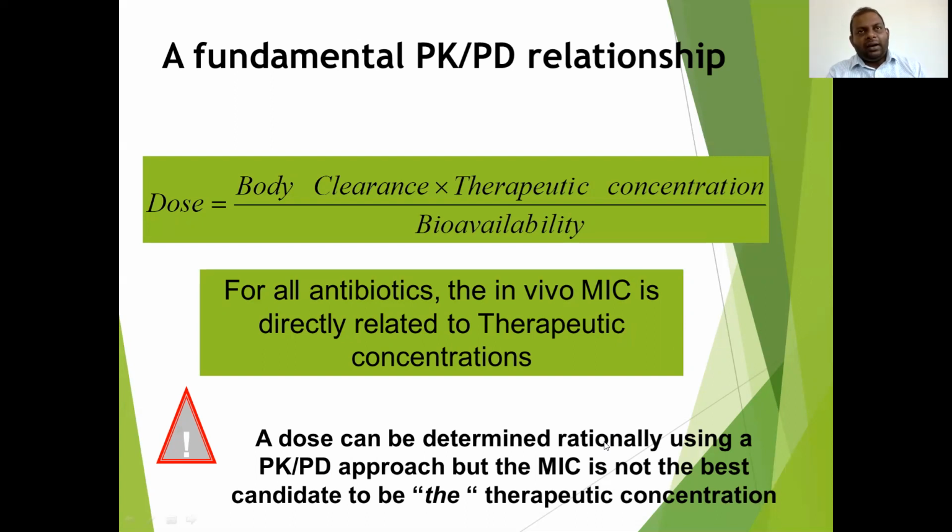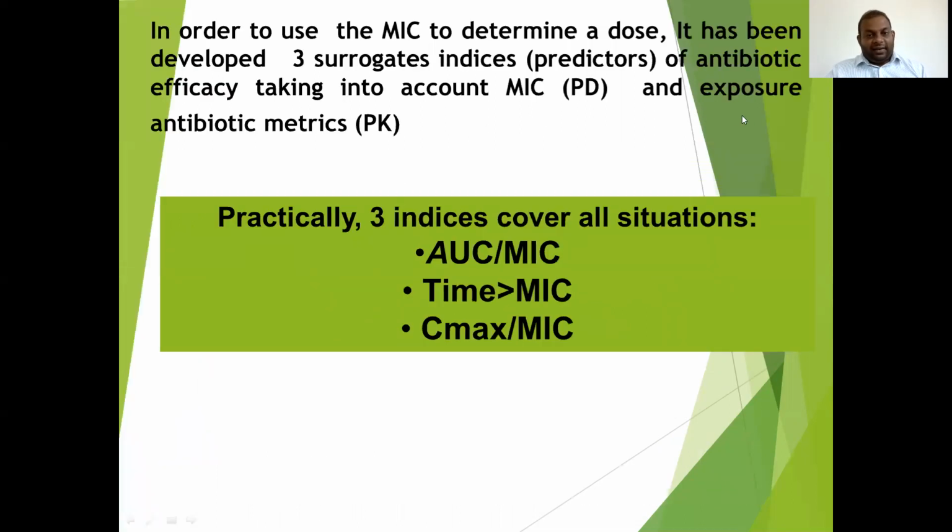For that, there are pharmacokinetic and pharmacodynamic parameters. The PK/PD relationship is ultimately driven by several parameters. There are three: one is 24-hour area under the curve over MIC, time over MIC, and Cmax over MIC. These are the three main parameters. MIC is the pharmacodynamic part. Area under the curve, time, Cmax are distribution related, so it is pharmacokinetics. So here is the pharmacokinetic-pharmacodynamic relationship. Based on that, we have derived three parameters to guide the therapeutic concentrations.